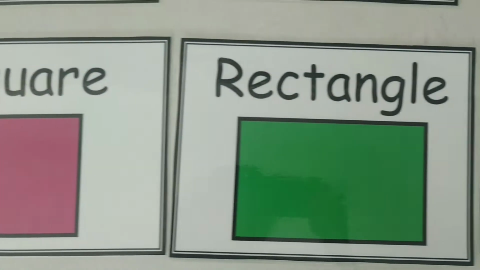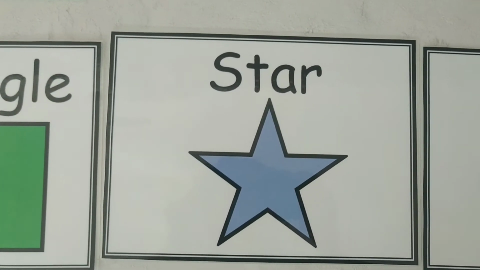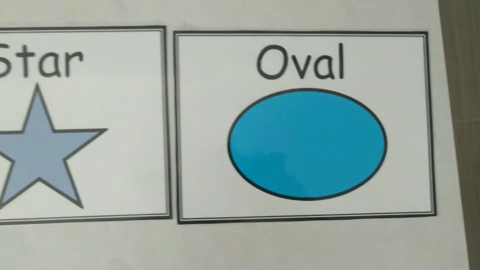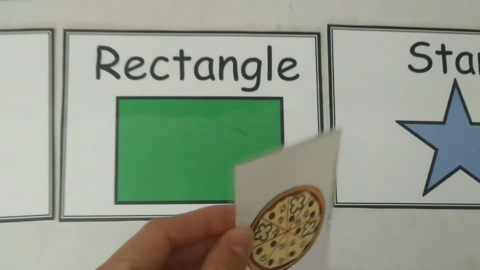Square. Rectangle. Star. Oval. We can do the game that we do in class. So let's start with the cards.